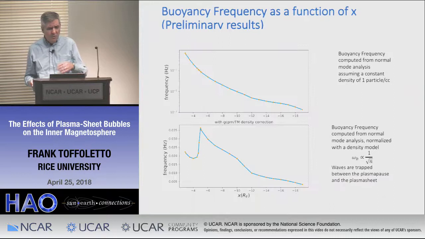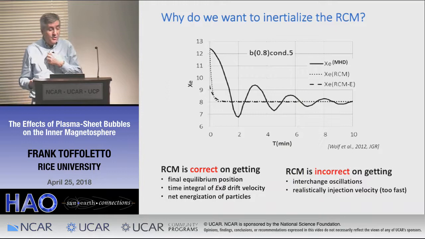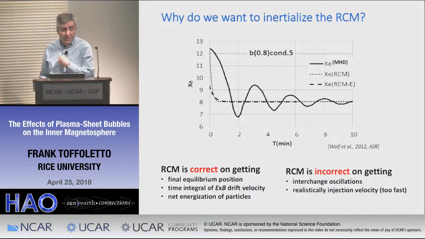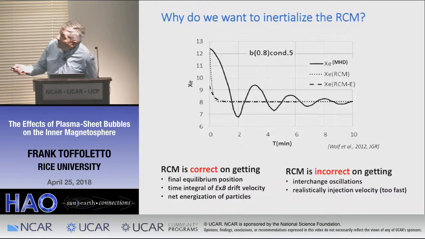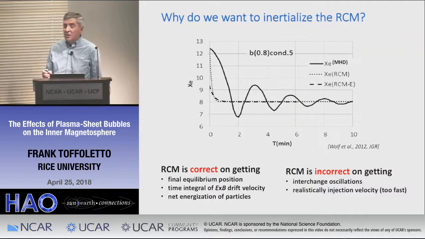One of the things that I want to do is, the RCM assumes slow flow, and we would like to add some effect of inertia. Why do we want to do that? The reason is illustrated by this plot. This is an example of a simulation using the thin filament code, where you can add different kinds of assumptions. The black line is a field line with its equatorial crossing point at about 11 RE. You deplete it by a certain amount. It moves in and oscillates and damps as a function of distance down the tail. The damping is because of the ionospheric dissipation.